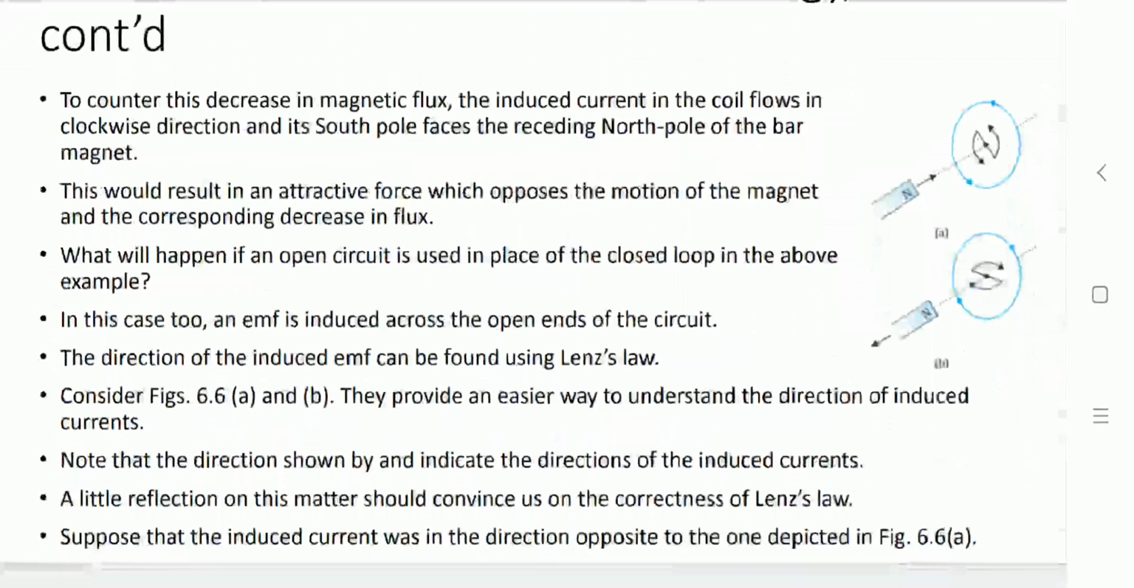So here in the diagrams, as you can observe, whatever we have discussed, if the north pole is pushed towards the coil, then the current is in the counterclockwise direction, and if the north pole is pulled away from the coil, then the current is in the clockwise direction. That we can observe very easily.